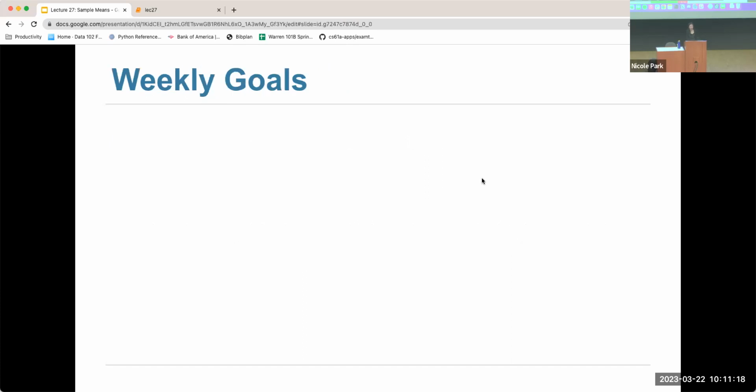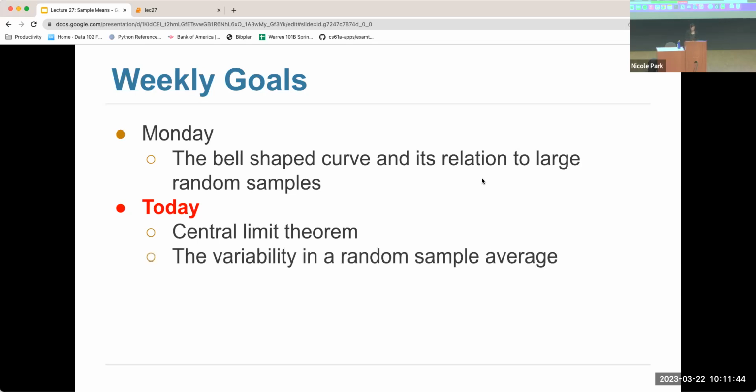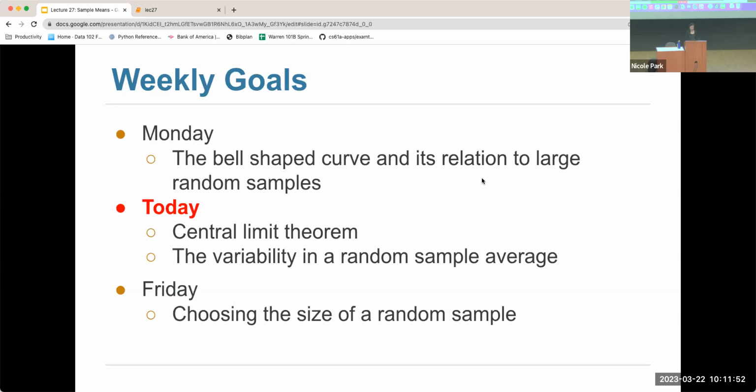Some weekly goals. This is just an overview of what lecture covered this week. First of all, on Monday, we covered the bell-shaped curve and its relation to random samples, or large random samples. We'll be going a little bit more in depth into that today. Today, we'll be covering the central limit theorem. If you've taken any stats class, you've probably heard about this before. We don't go too in depth about the conceptual parts of the central limit theorem, but you do have to understand how it works for this class. And then we're also going to cover the variability in random sample averages. On Friday, you'll be going over designing experiments, so choosing the size of a random sample and what that does to an experiment that you create.